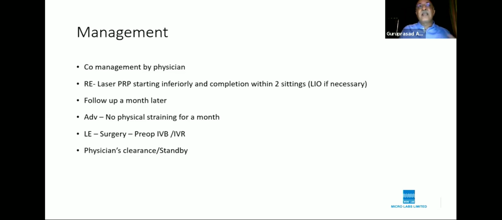But most important, before surgery, take a physician's clearance. Before even the injection, take a physician's clearance and have a physician as a standby if possible. And what surgery you will do? Vitrectomy plus membrane surgery, use of PFCL to flatten the TRD, do an endo laser and use a tamponade.